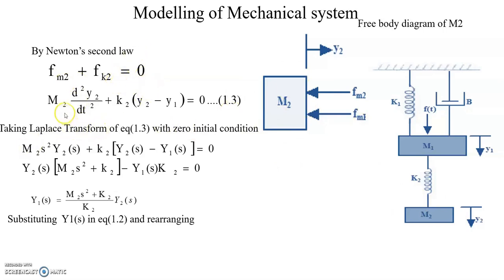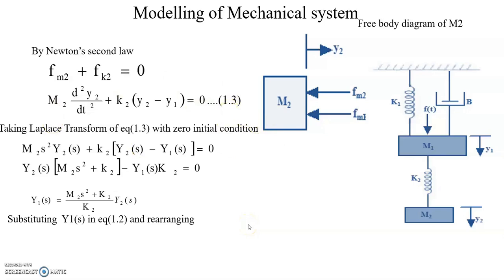Now write this equation in terms of the elements. Fm2 is a mass force, so m2 into d square y2 by dt square, where the displacement is y2, plus k2 into y2 minus y1 is equal to 0, because no applied force is present here. Name it equation number 1.3.